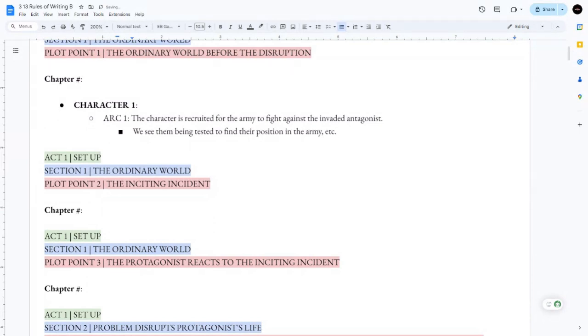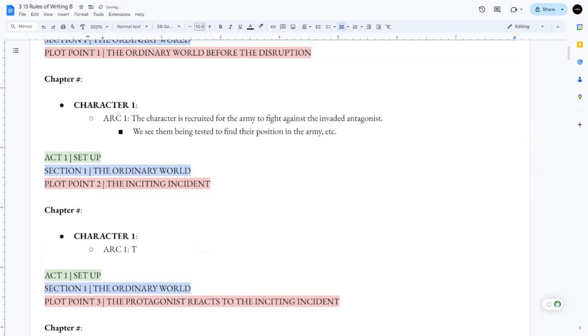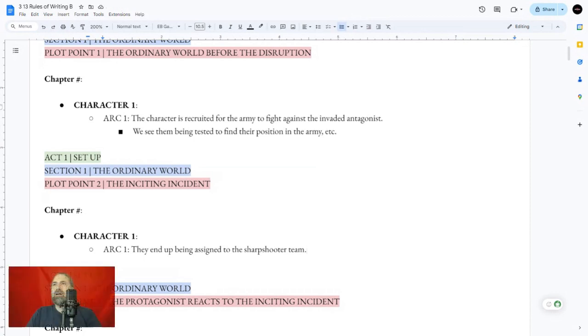So what does that mean? That means they end up being assigned to the sharpshooter team. Anyway, before I go any further, the emotional truth is revealing itself in the style of the arc. But as I said, this is a very calm, low stakes thing. However, the stakes are, do they get through boot camp, or maybe I don't even do boot camp. We just assume they got through boot camp and go right to where are you going to be in this thing?